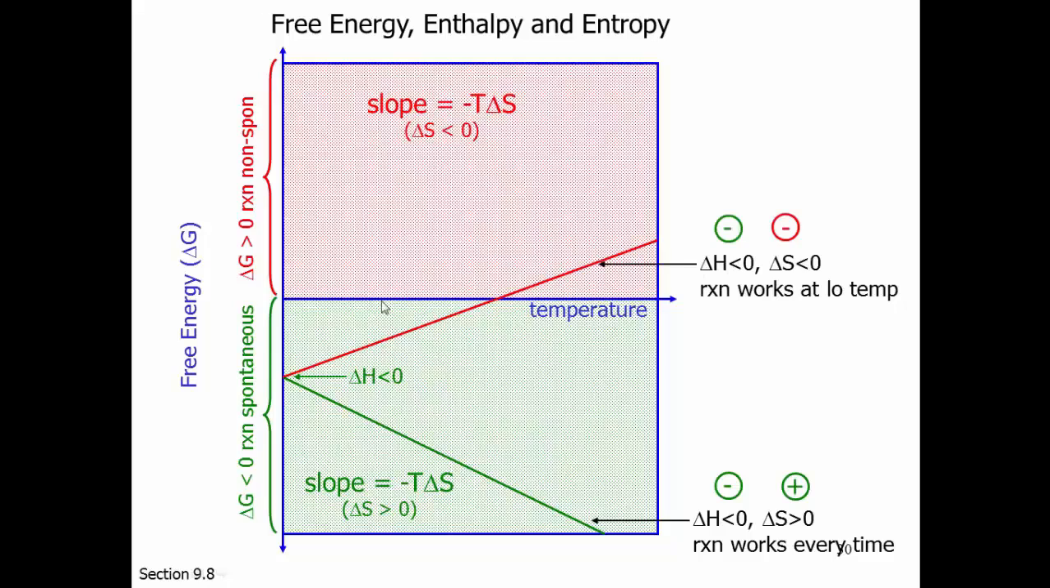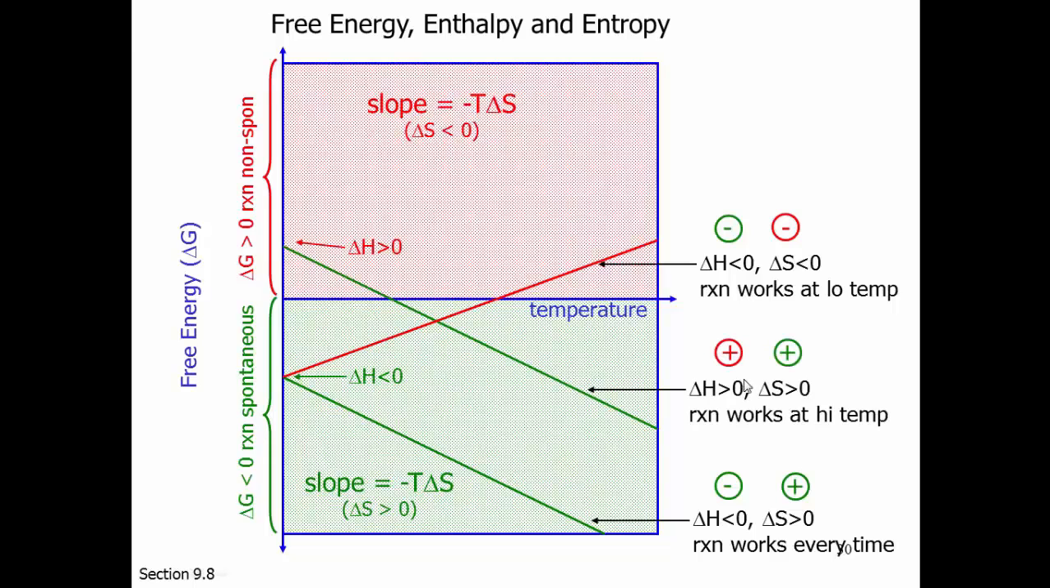When we have delta H starting out negative, but delta S is negative, the reaction works in the green zone at low temperature. But once the temperature becomes too high, we enter the red zone, and the reaction is non-spontaneous.